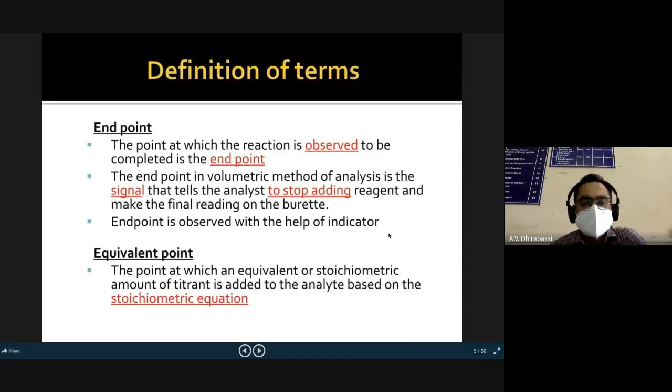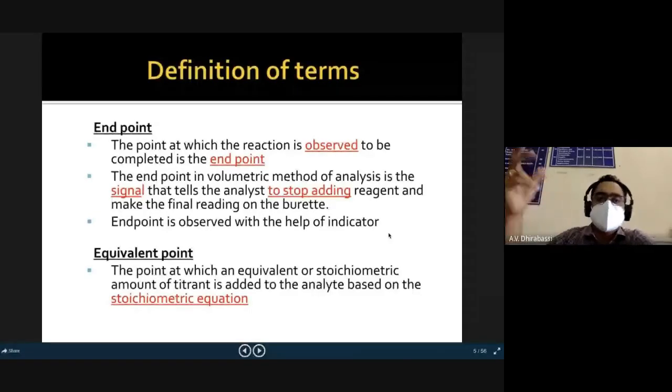The end point: the point at which the reaction is observed to be complete is the end point. The reaction is complete, so that point is the end point. We can find the end point in many ways: pink to colorless or colorless to pink, violet to blue, red to yellow, colorless to turbid, like that. These are end points, and that is the observation for us.